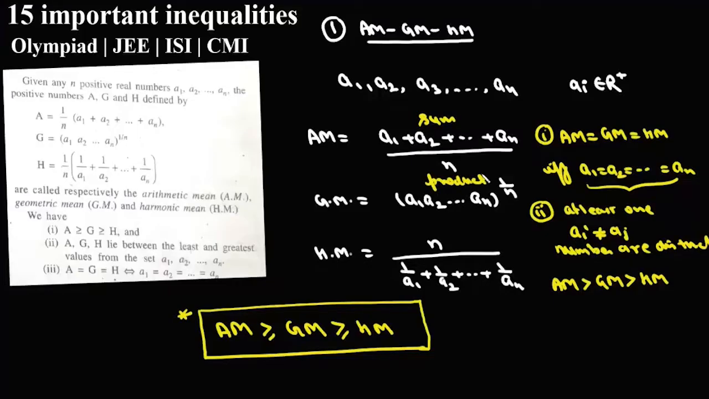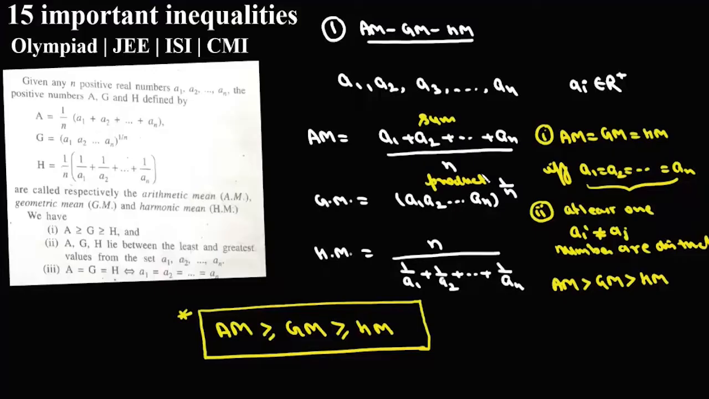Now since this AM is related to sum and GM is related to product, you'll find many situations where it will be given that either the sum is constant or the product is constant. So if the sum is constant, they'll ask you to find the maximum value of the product, and if the product is constant, then they'll ask you the minimum value of the sum. So these are some common problems that you'll find in the AM, GM and HM inequality. Now this inequality is so fundamental that it is extensively used in every portion of mathematics.